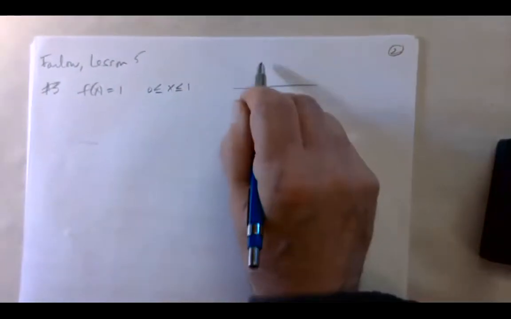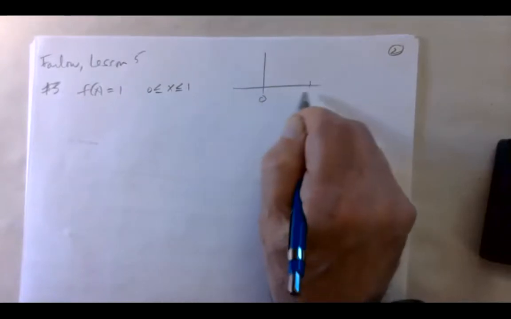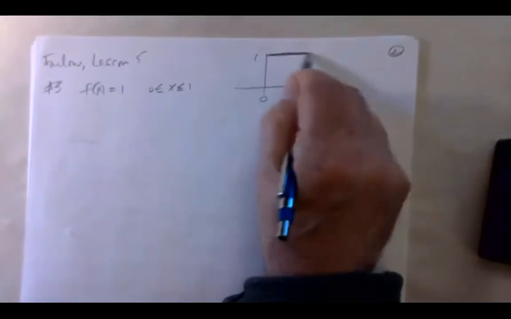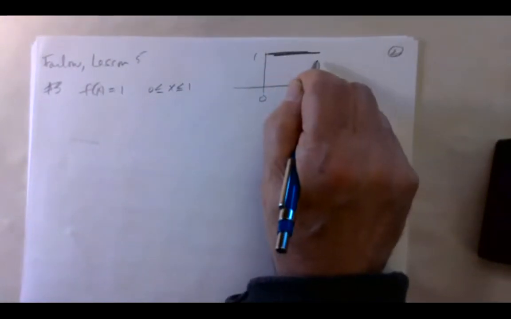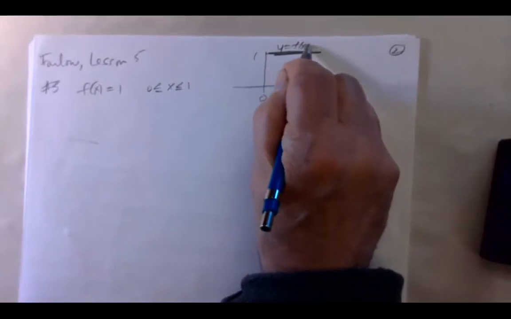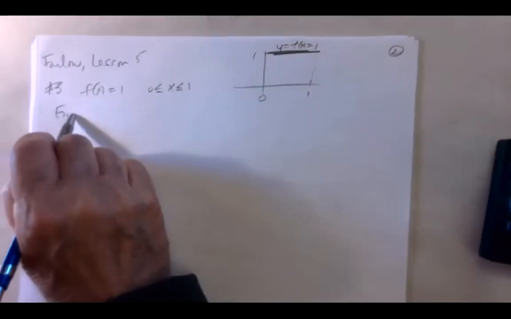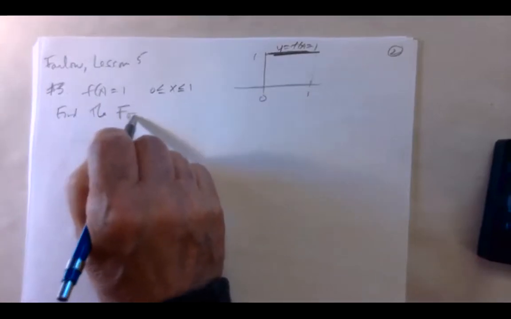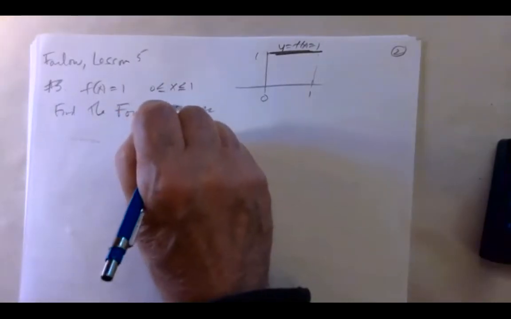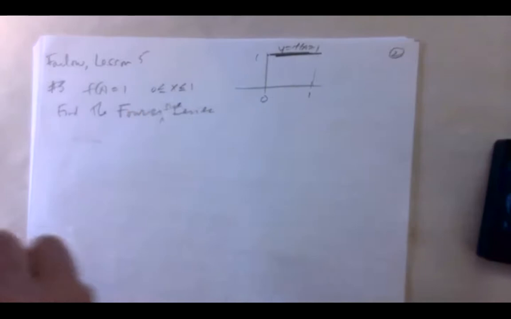So that has a very simple graph. The graph of the function is that. So this is y equals f of x equals 1. And we want to find the Fourier series. So we want to find the Fourier sine series, so just an expansion in sines.